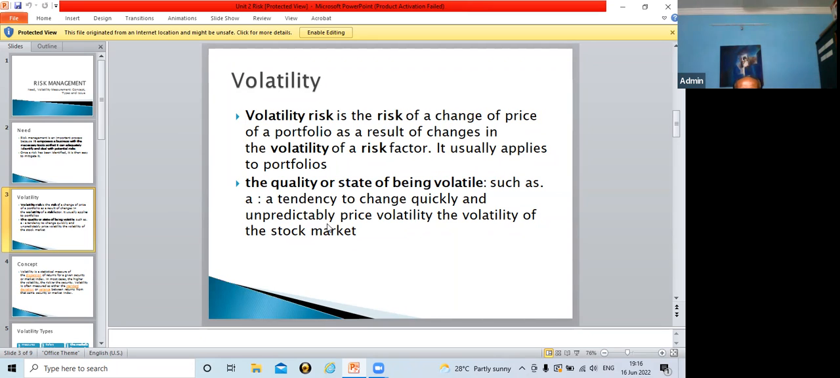And there is also unpredictable price volatility, the volatility of the stock market. So the stock market is also one of the parameters for volatility. We know that every day there is a fluctuation in the stock market, that is in Sensex and Nifty. These are the two parameters where stock prices are reflected. Companies whose shares are listed on the stock exchange, their market price of share is reflected in Sensex and Nifty.